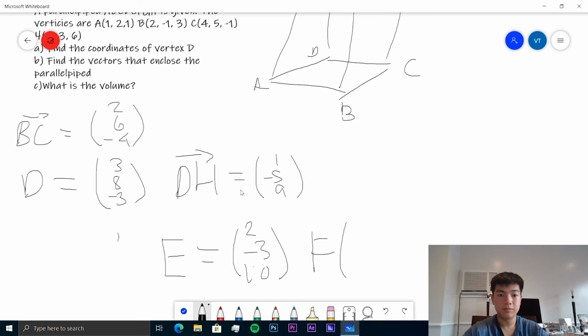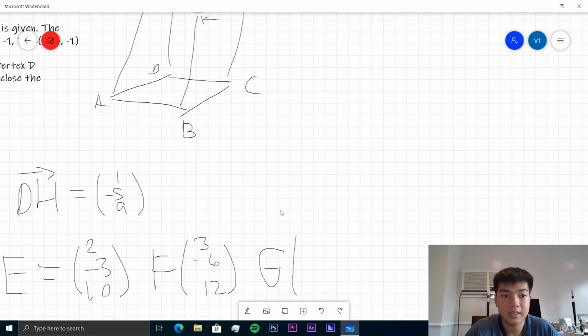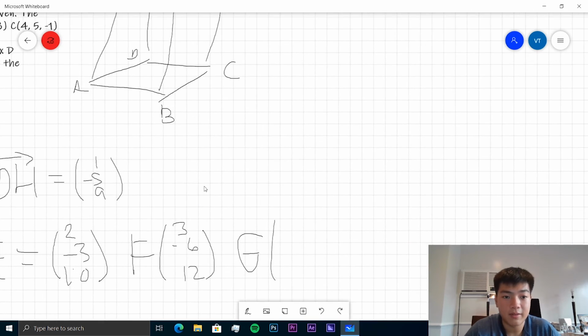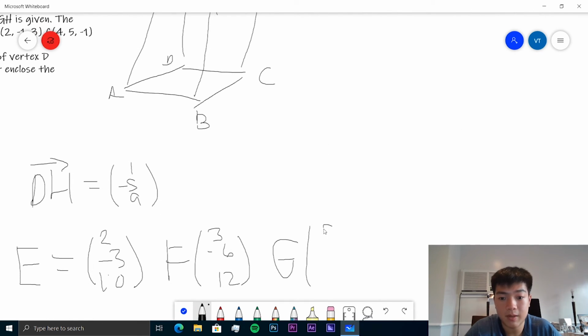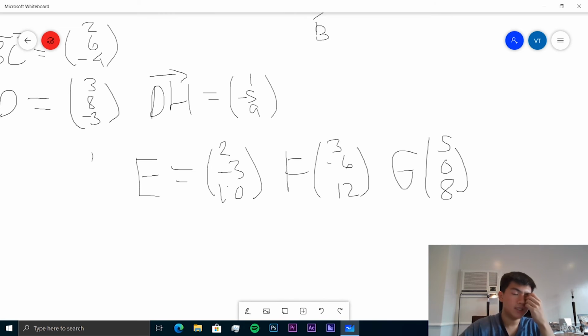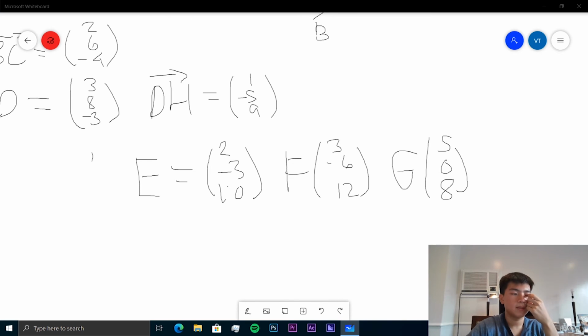F is equal to, sorry, I'm writing these in vector form. I should be writing them in coordinate form. But anyways, F is equal to B plus DH, so that would be 3, negative 6, and 12. And then G would be equal to 4, 5, negative 1. So 4 plus 1 is 5, 0, negative 1 minus 9 is 8. So I got these as the rest of the coordinates.